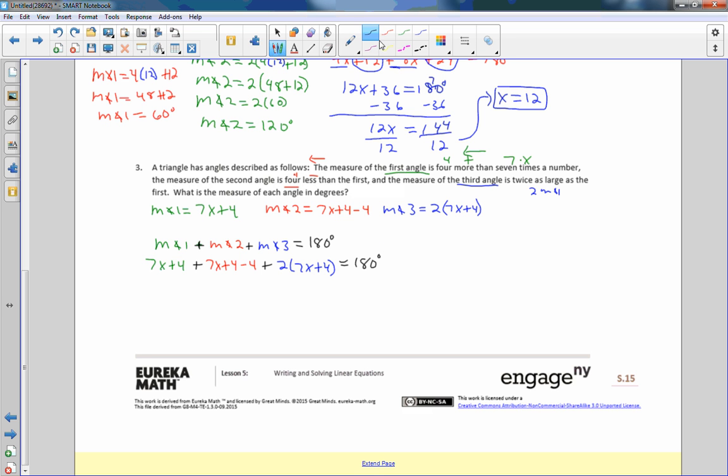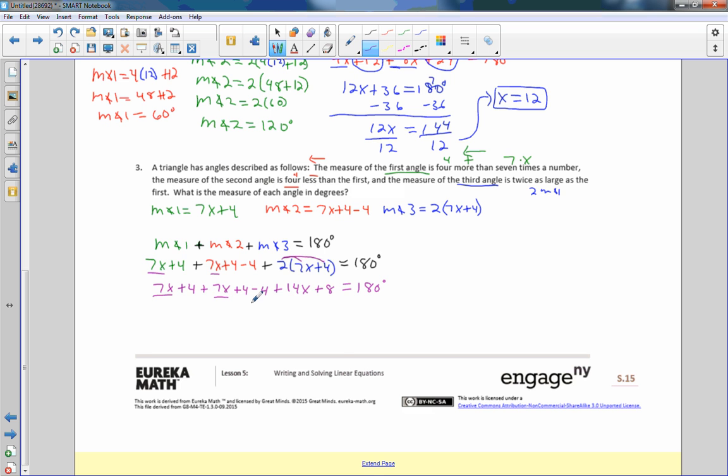Okay, I'm going to combine like terms. But before I do that, I need to distribute this. So I'm just going to write this now in purple. 7x plus 4 plus 7x plus 4 minus 4 plus 2 times 7x is 14x, and 2 times 4 is 8, equals 180 degrees.